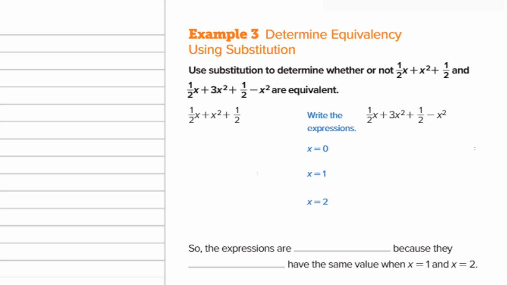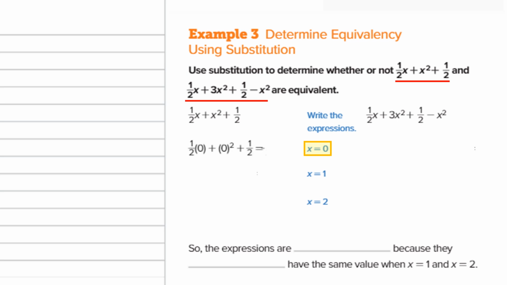All right, so notice we have some exponents in here. We have the math problem, 1/2 x plus x squared plus 1/2, comparing it to 1/2 x plus 3x squared plus 1/2 minus x squared. All right, well, that seems like a lot of math, but it's not difficult math. I just have to follow my order of operations and plug in correctly where the x's are. So once again, they tell me to do all 3 of these. So I have to do all 3 of them, plugging in with a 0 for the x.